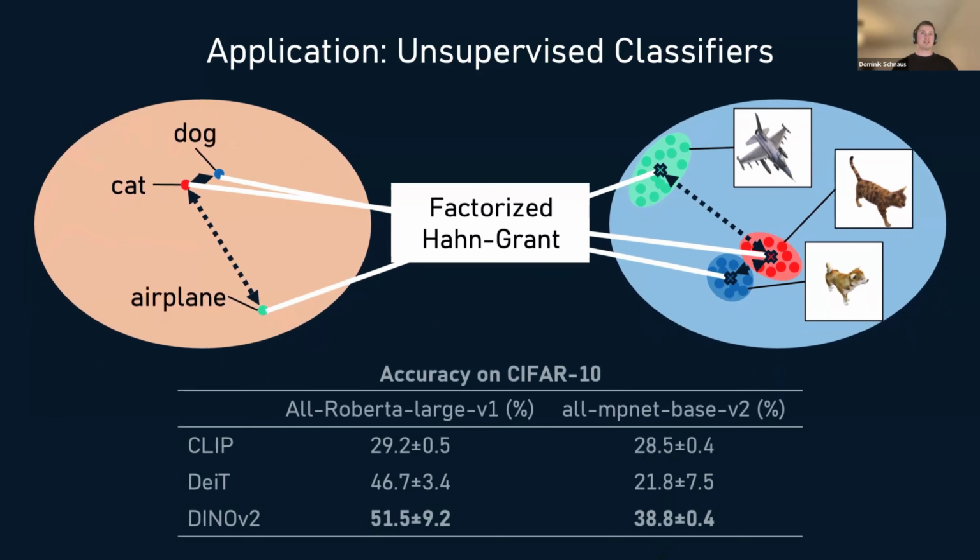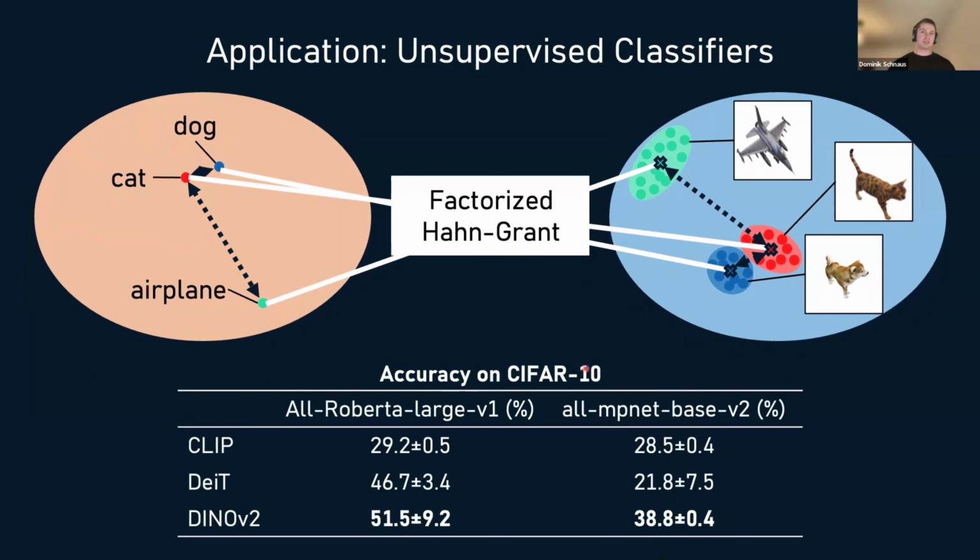So how well does this work in practice? Again, on CIFAR-10, we can see that with unimodal vision and language models, like a sentence transformer model only trained on text, and DINOv2 only trained on images, we already get over 50% accuracy. Over 50% of these images are correctly assigned to their class without any supervision, just by using these pairwise distances.